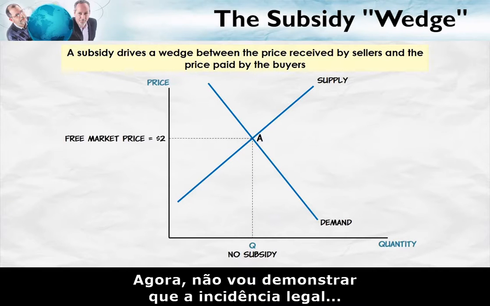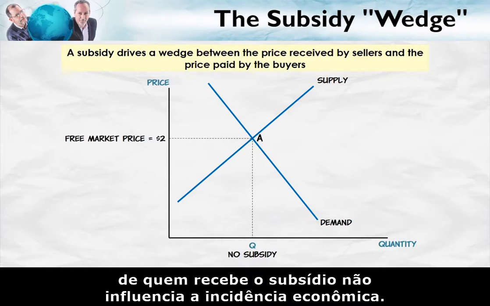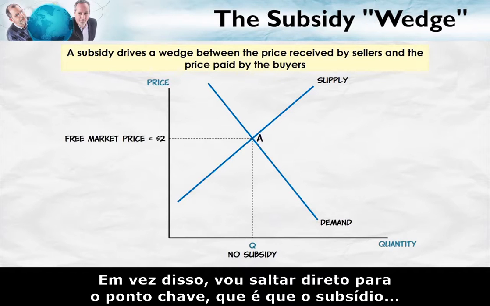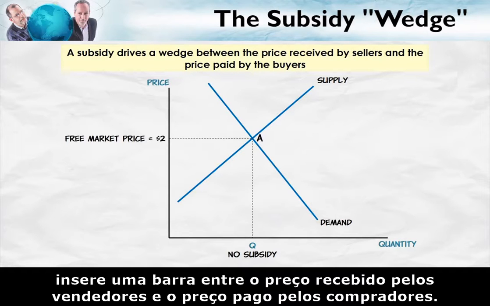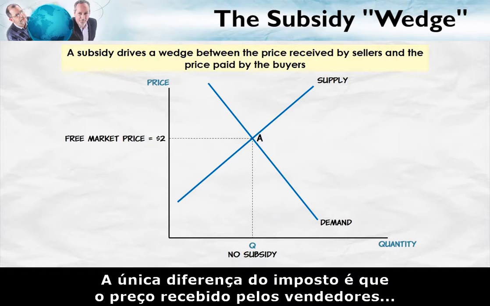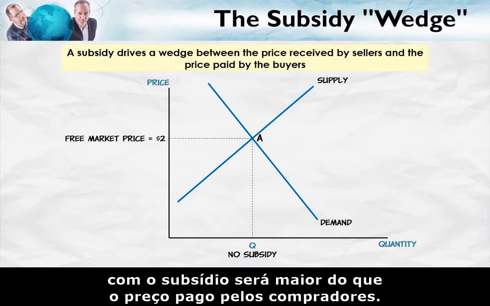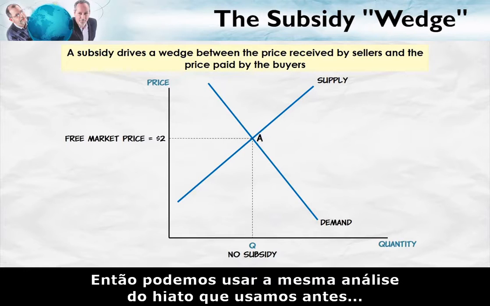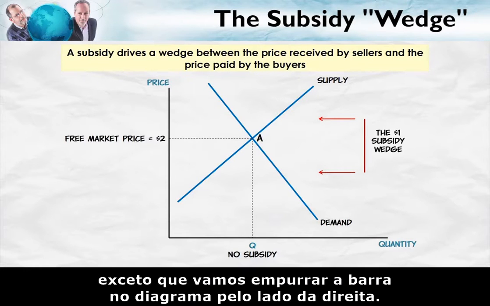Now, I'm not going to go through the proof that the legal incidence of who gets the subsidy does not influence the economic incidence. Instead, I'm going to jump right to the key point, which is that a subsidy drives a wedge between the price received by sellers and the price paid by the buyers. The only difference from the tax is that the price received by sellers with the subsidy is going to be more than the price paid by the buyers. So we can use the same wedge analysis that we used before, except we're going to drive the wedge into the diagram from the right-hand side.